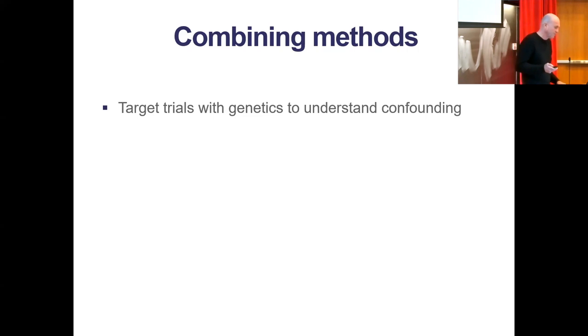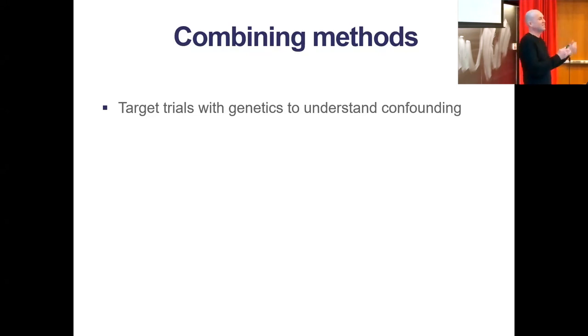The one piece of new data I'm going to show, I'll run through in a few minutes. And here I'm thinking about combining target trials with genetics, but you can combine many different approaches. You can use Mendelian randomization with negative controls. So you have eye color as your negative control outcome, which is patterned by ancestry, but should not be influenced by any modifiable exposure.